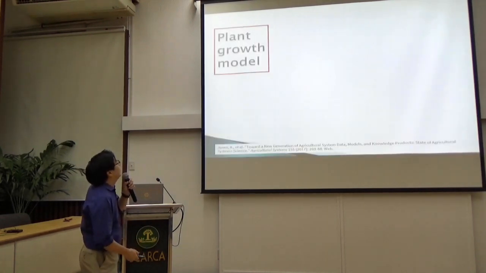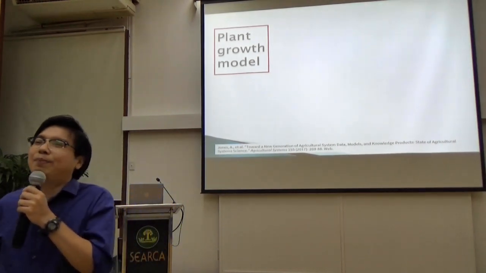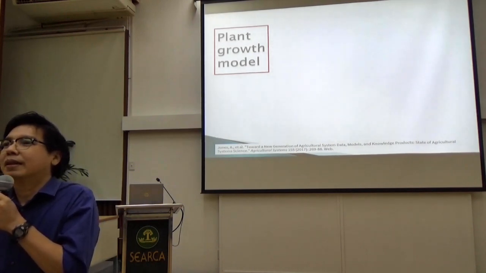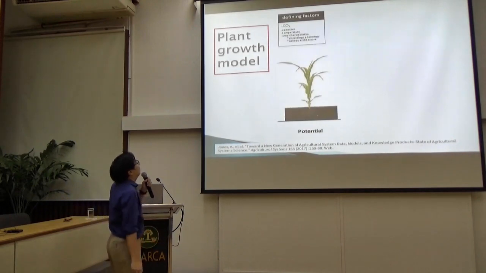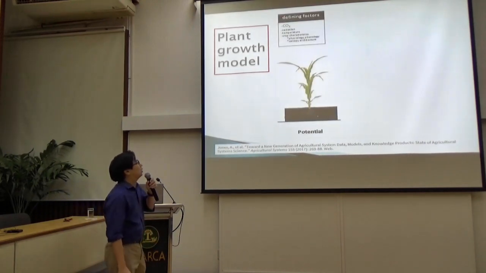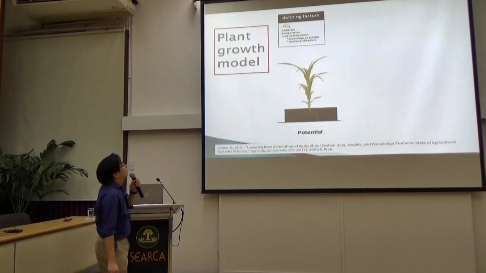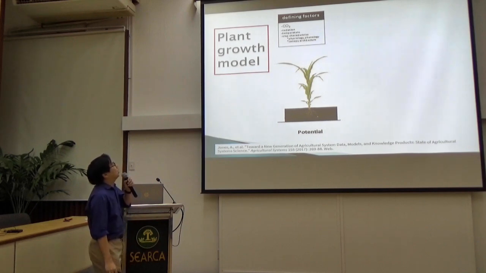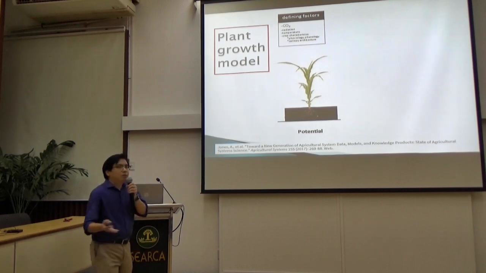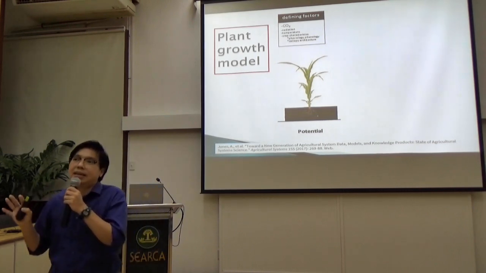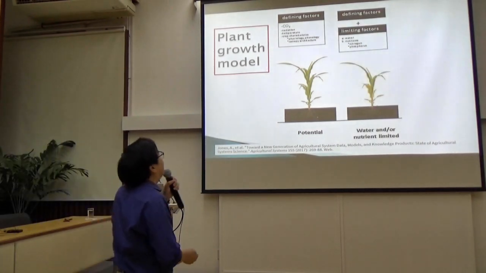So what's a common example? There's the plant growth model. Okay. So how will you model plant growth? Sa tingin nyo, no? The way they model plant growth in most of the systems is this. First, you have defining factors. So potential. So basically, if you give a plant, in this case, it's a corn, no? All the carbon dioxide, the radiation, the temperature, and its genotype, no? It will grow to a certain level. That's the basic modeling. Now, then you add the limiting factors.